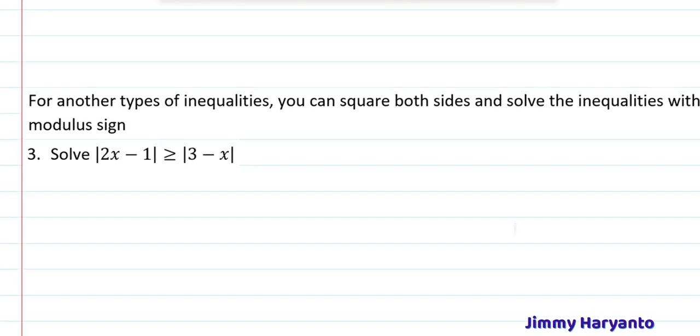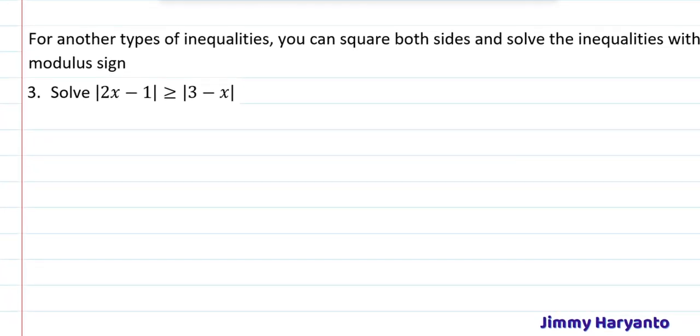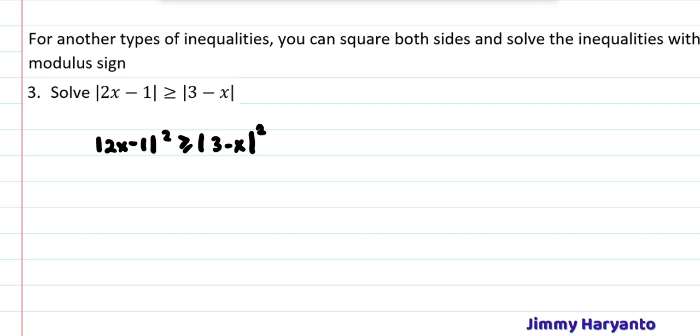Next is another type of inequality. You can solve this using the square both sides method. Yeah, for this one there is no other method besides squaring both sides. Or there is another method, but it will be a little bit complicated. This is the fastest way if you have this type of question. Yeah, just square both sides.